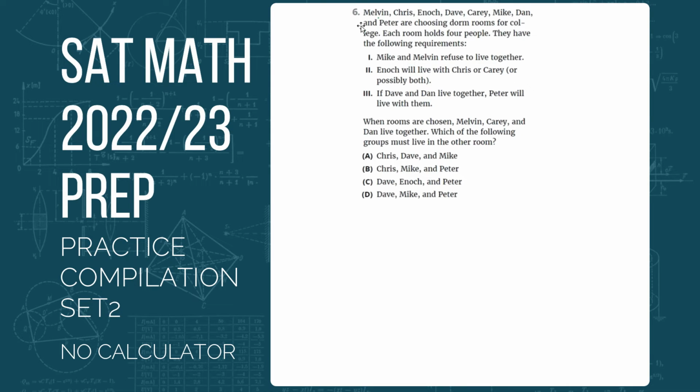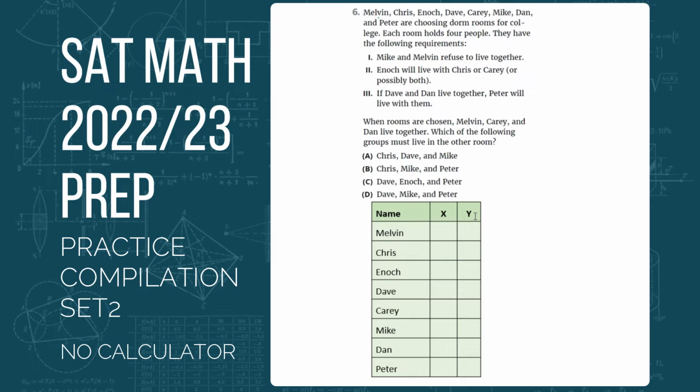Melvin, Chris, Enoch, Dave, Carrie, Matt, Dan, and Peter are choosing dorm rooms for college. Each room holds 4 people and they have the following requirements. So let's keep this list of names ready. There are two rooms, room X and room Y, and there can be only 4 in each room.